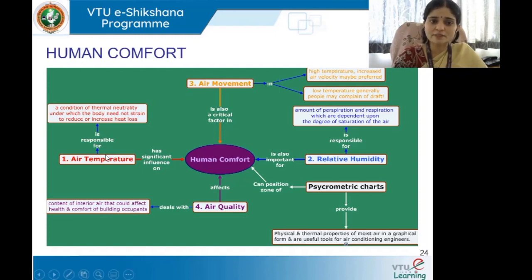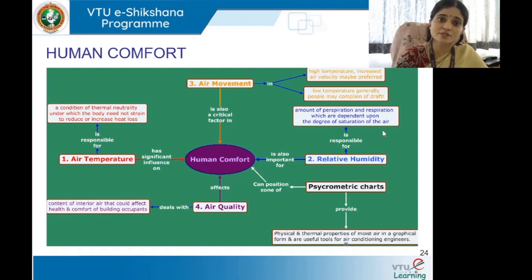So air temperature is a condition of thermal neutrality under which the body need not strain to reduce or increase the heat loss. Relative humidity, the amount of perspiration and respiration, which are dependent upon the degree of saturation of the air. Air movement, so at high temperature, increased air velocity may be preferred. Low temperature generally leads to saturated draft conditions in the given space. Air quality, definitely the quality of air, controlling the amount of impurities that a person breathes in has to be modulated.